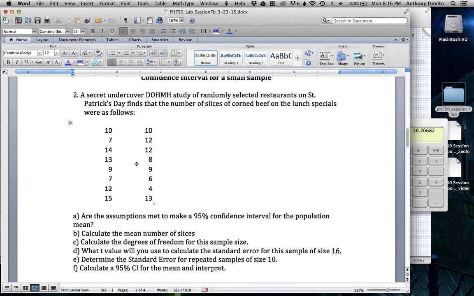A secret undercover Department of Health and Mental Hygiene study of randomly selected restaurants on St. Patrick's Day finds that the number of slices of corned beef on the lunch specials were as follows. That's the bottom there.